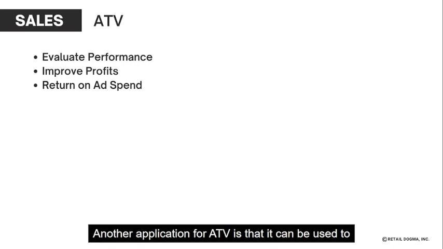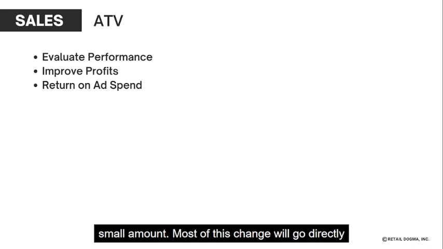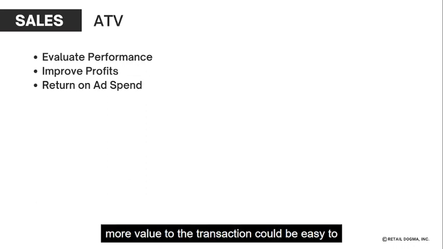Another application for ATV is that it can be used to improve the profits of the business. Retail businesses usually have fixed costs for the store, such as rent, employees, admin expenses, and so on. If this retail business manages to increase its average transaction value by a small amount, most of this change will go directly into profits. Since customers are already coming into the store and are already converting at a certain percentage, adding more value to the transaction could be easy to achieve through different sales techniques.